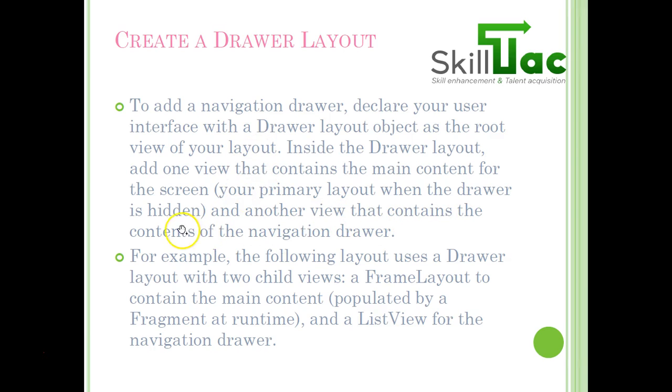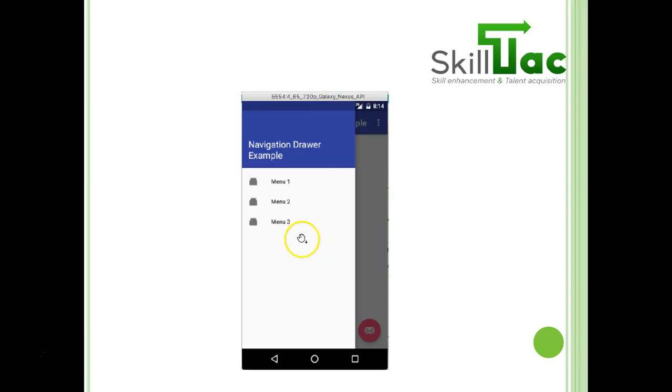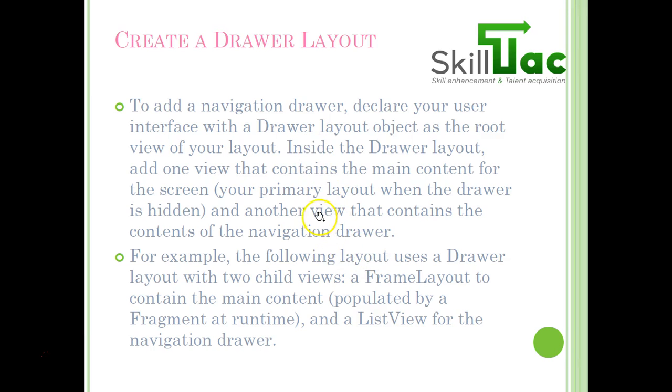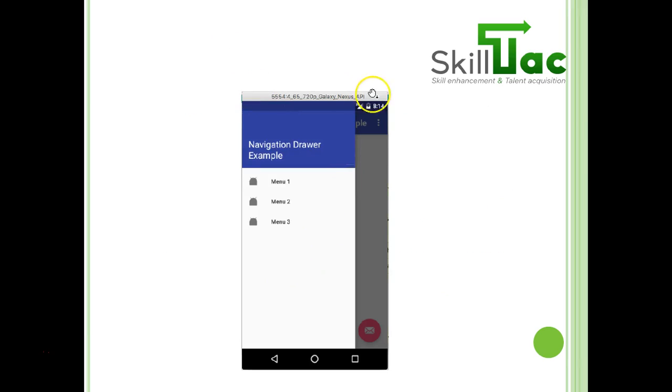And another view that contains the content of the navigation drawer. For example, the following layout uses a drawer layout with two child views: a frame layout to contain the main content, which is populated by a fragment at runtime, and a list view for the navigation drawer. If you see this example, it means we need two layouts with two child views. One will be the layout for the main content, which is at the back of this page, and one will be for the drawer layout.